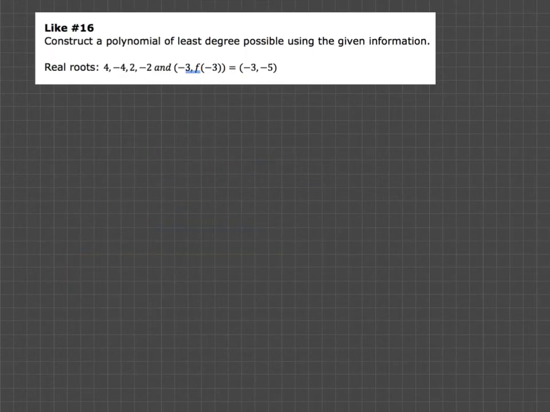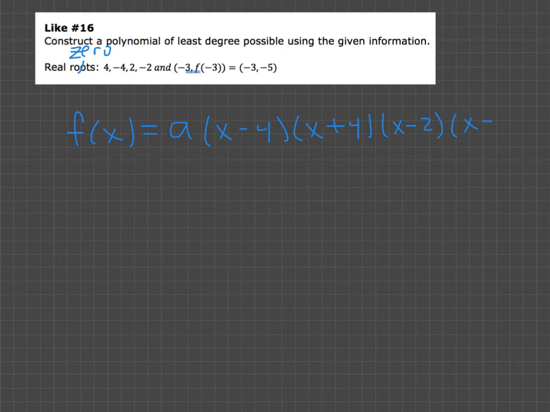This practice problem is like number 16. Here we want to construct a polynomial of least degree using the information that's given to us. So we know that our setup is going to be f of x equals some unknown multiplier out in front, and then factors that go along with those real roots, which again, roots is just another word for zeros. For 4, we get x minus 4. Negative 4 gives us the factor x plus 4. 2 gives us the factor x minus 2, and negative 2 is the factor x plus 2. And we're not given any indication that multiplicity is other than 1, so we just leave it like that.